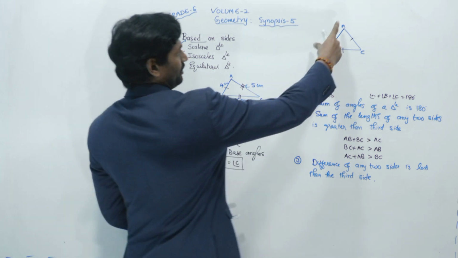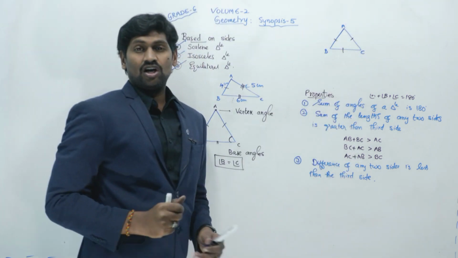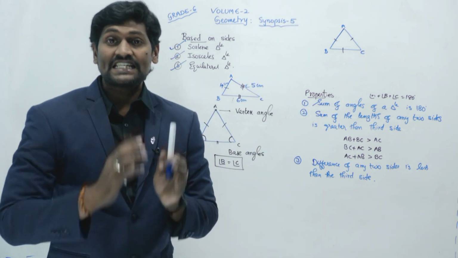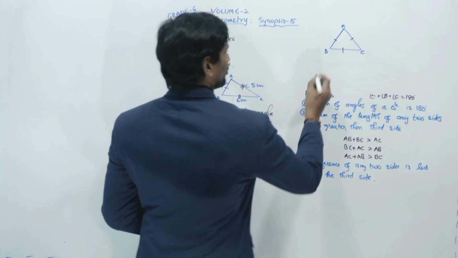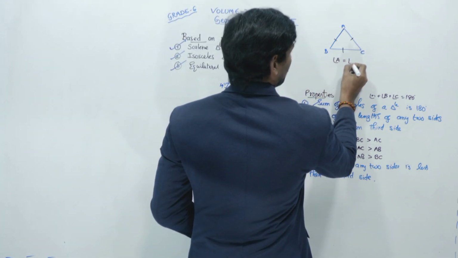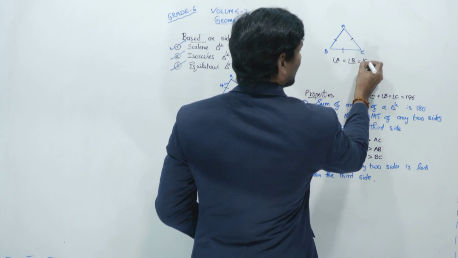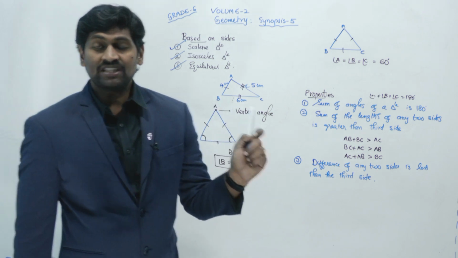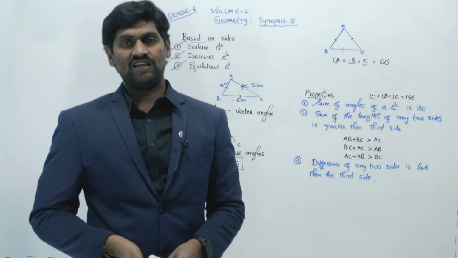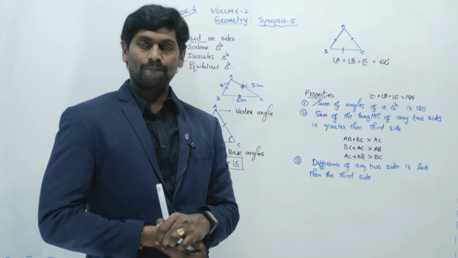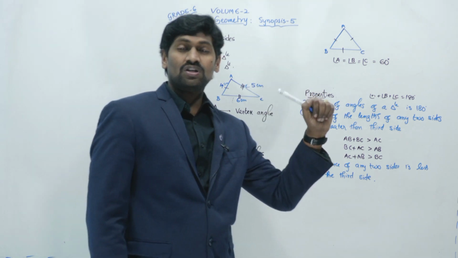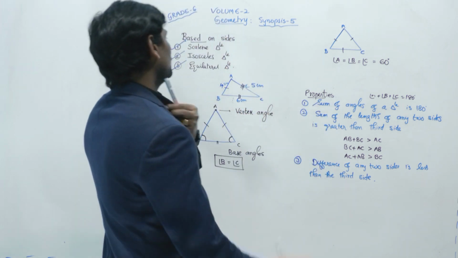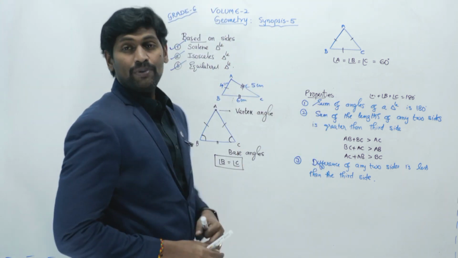So AB length, BC length, CA length, all have equal measurement. Then we can say this type of triangle is an equilateral triangle. And here you should remember all angles are also equal. Angle A plus angle B plus angle C equals 180 degrees, which means each angle measures 60 degrees. All sides are equal, all angles are equal. Clear? This is about the triangles based on sides.